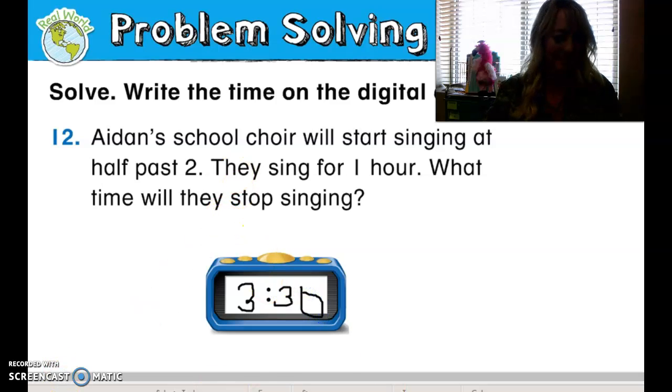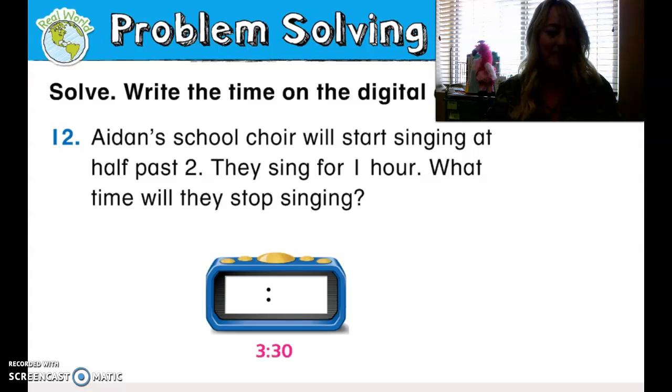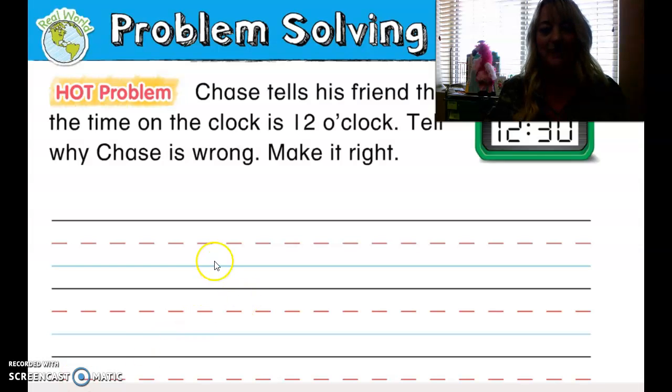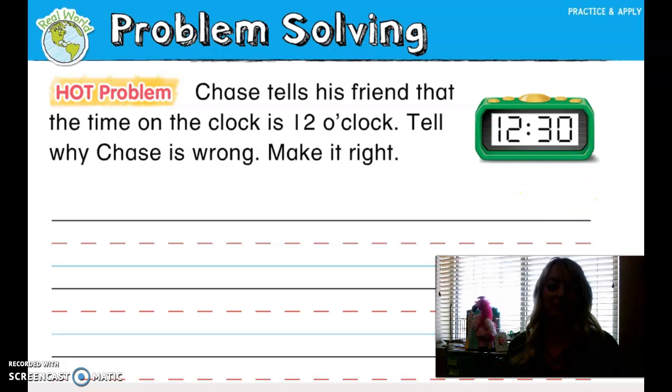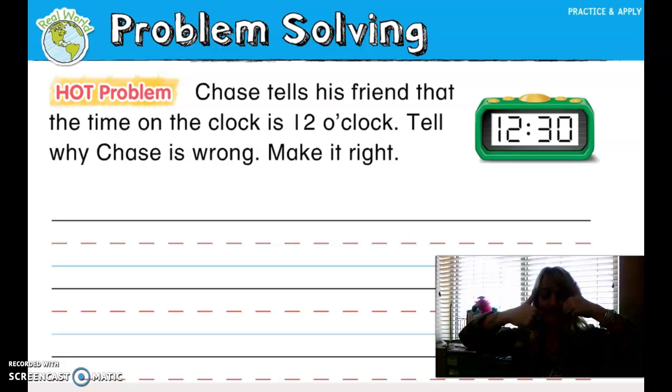Okay, the last bit of this lesson is the HOT problem, higher order thinking. Chase tells his friend that the time on the clock is 12 o'clock. Tell why Chase is wrong and make it right. So you pretend to be the teacher. What did Chase do wrong? Why does he think it's 12 o'clock and not the time that's shown on the digital clock? Please use complete sentences and don't forget to end with punctuation.